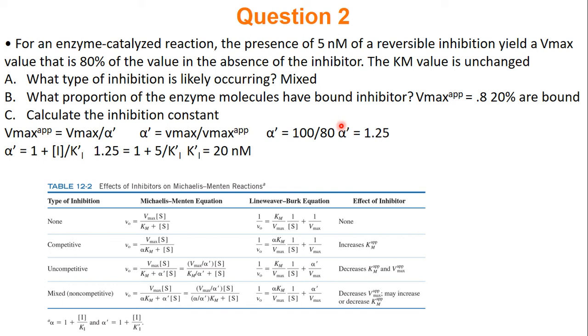However, I don't want alpha prime ultimately. I want the inhibition constant, that's Ki prime. So alpha prime equals 1 plus I divided by Ki prime, right down here. So 1.25, that's my alpha prime, equals 1 plus 5, because 5 is the amount of inhibitor I have, divided by Ki prime. Solve for Ki prime, and you'll see Ki prime is 20 nanomolar. That is your inhibition constant.